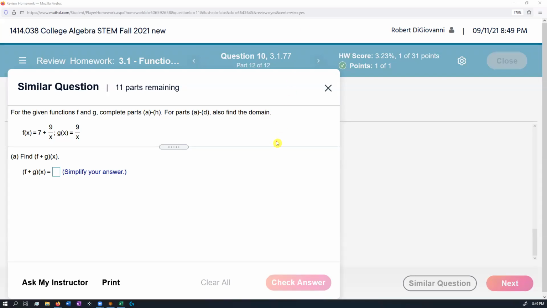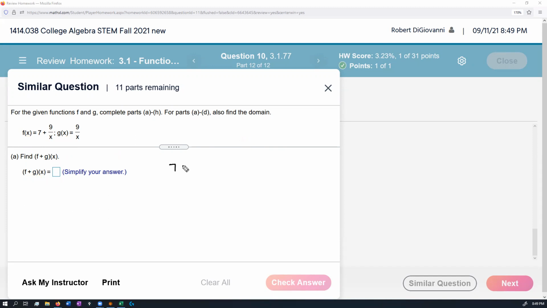Okay, working number 11, no, I think this is number 10, number 10 on 3.1. And it's giving us two functions, f and g, and it's asking us first to find f plus g of x.